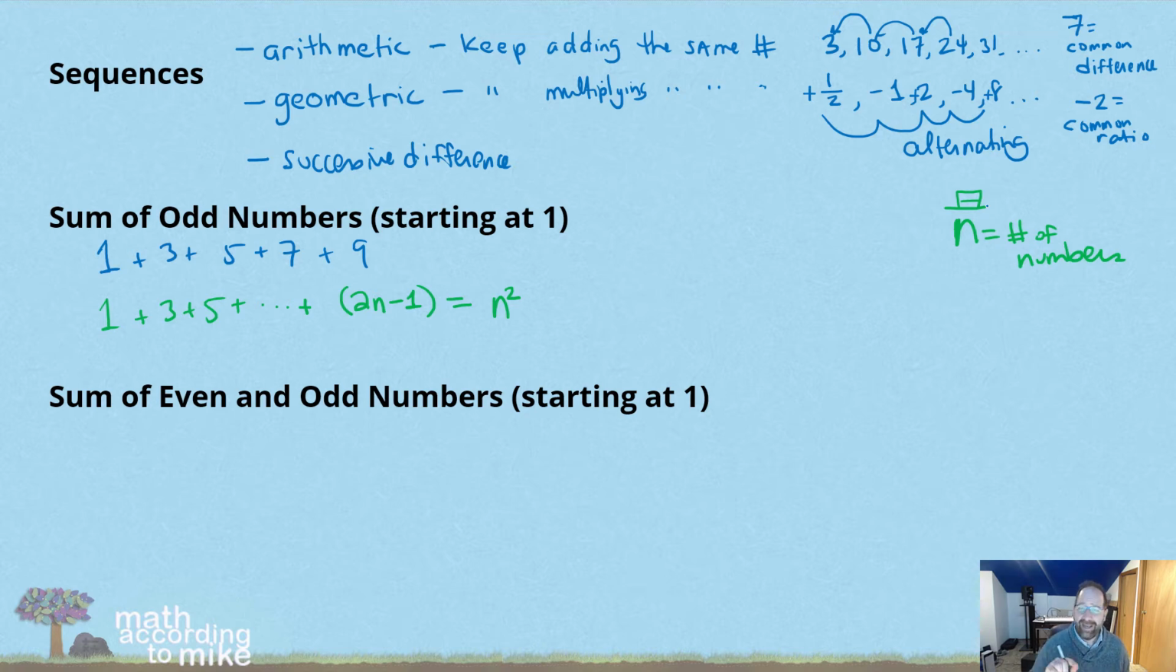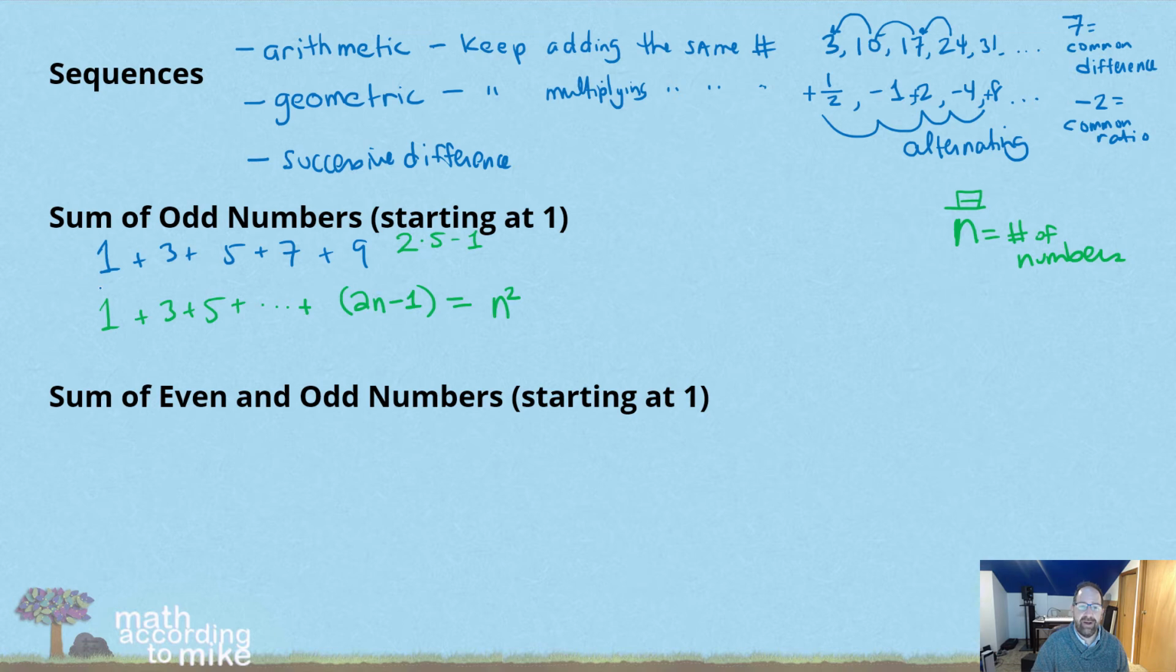Anyways, going back to the example in blue, 1 plus 3 plus 5 plus 7 plus 9. How many numbers do we have there that we're adding together? Hopefully you said 5. There's 5 numbers: 1, 3, 5, 7, 9. Awesome. Well, let's talk about where this 2n minus 1 comes in. What is 2 times 5 minus 1? 2 times 5 is 10, minus 1 is 9.